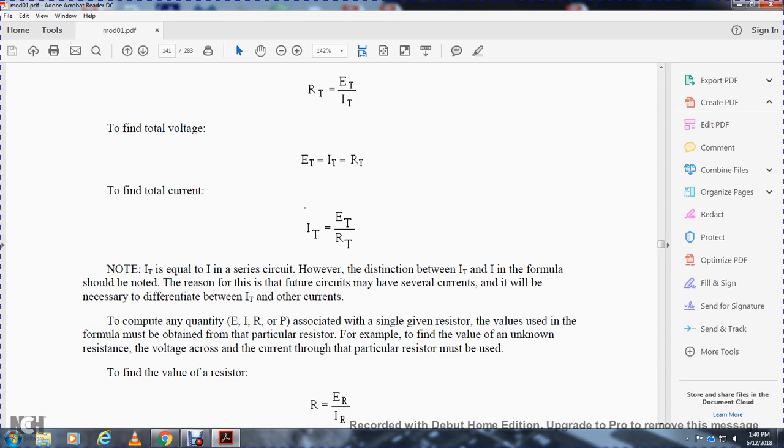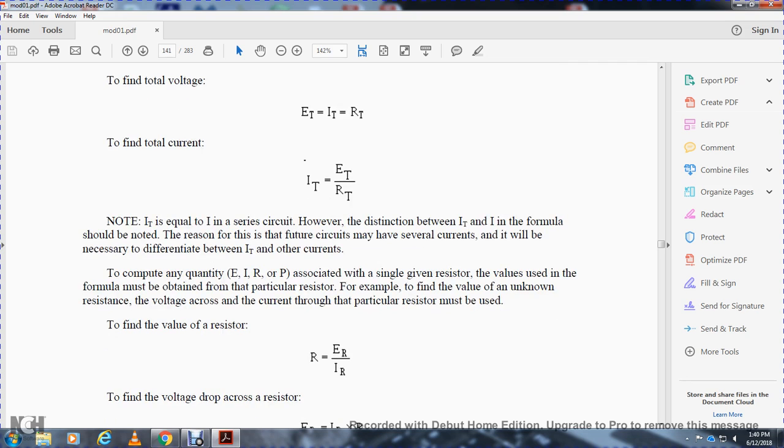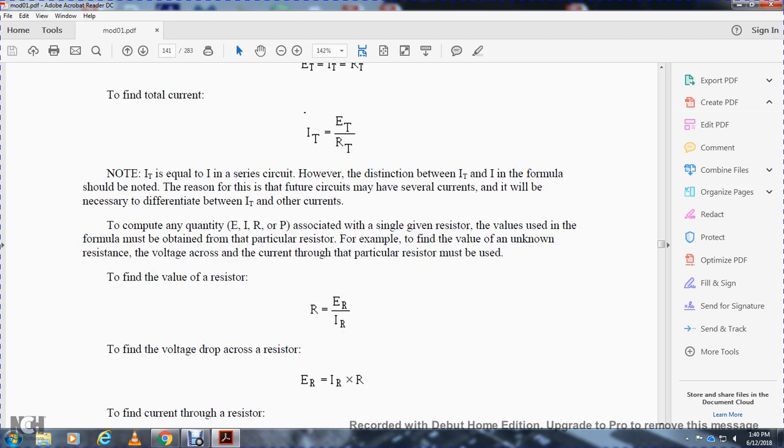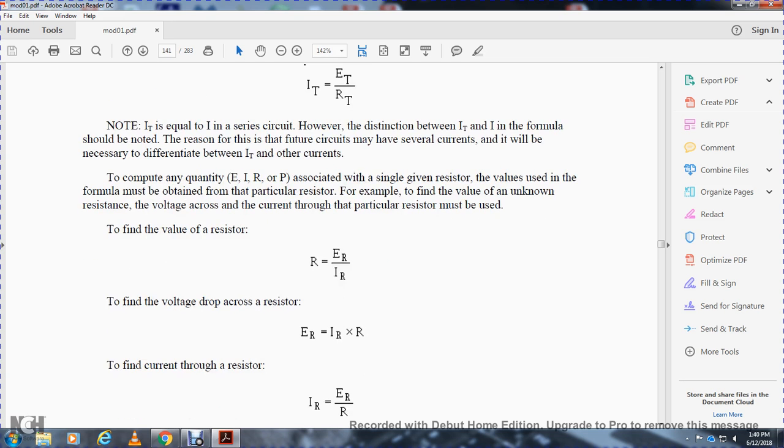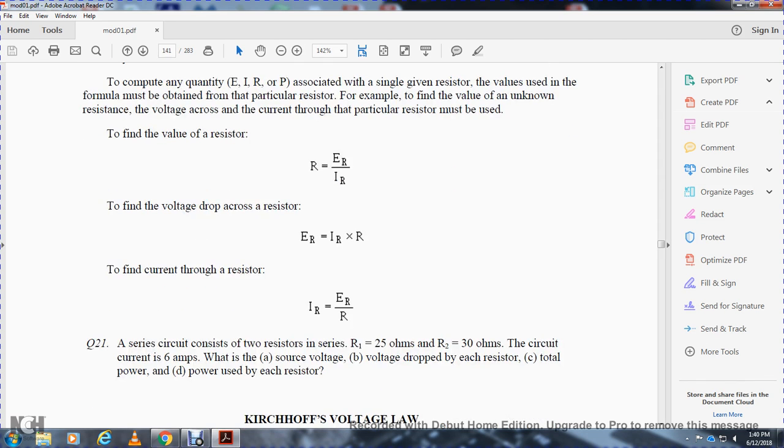Compute the voltage, amps, ohms, and power associated with a single given resistor, using the formulas obtained for a particular resistor. For example, to find the value of an unknown resistor, the voltage across and the current through the particular resistor must be used: R equals E over I. The voltage across the resistor is the current times the resistance. To find the current, you have I equals E over R.